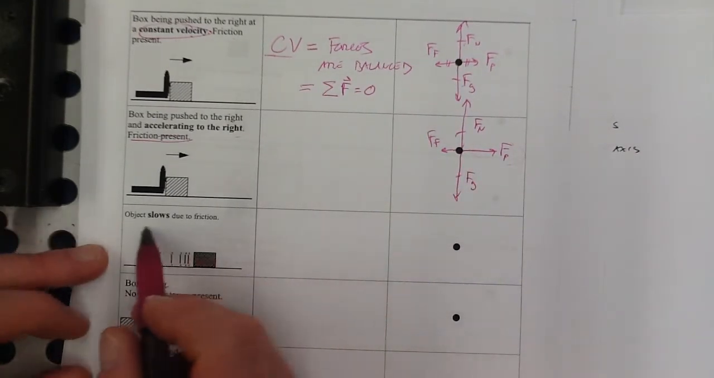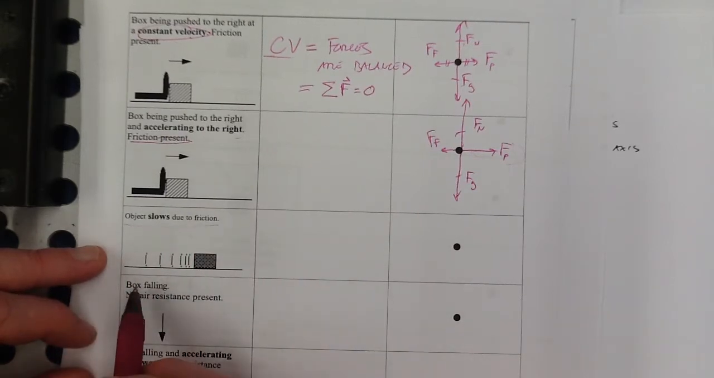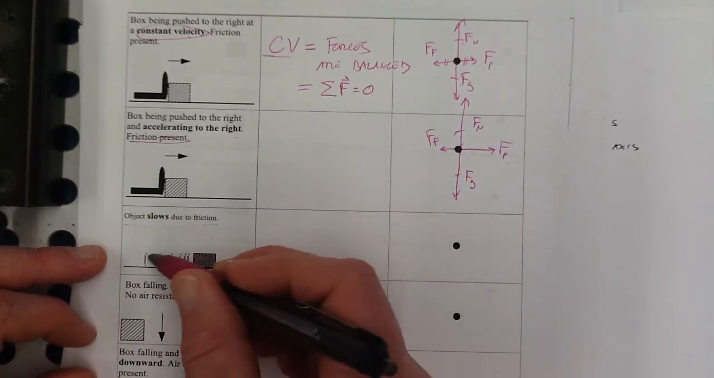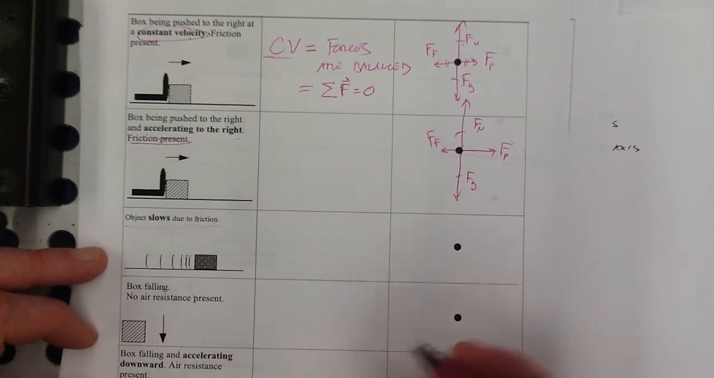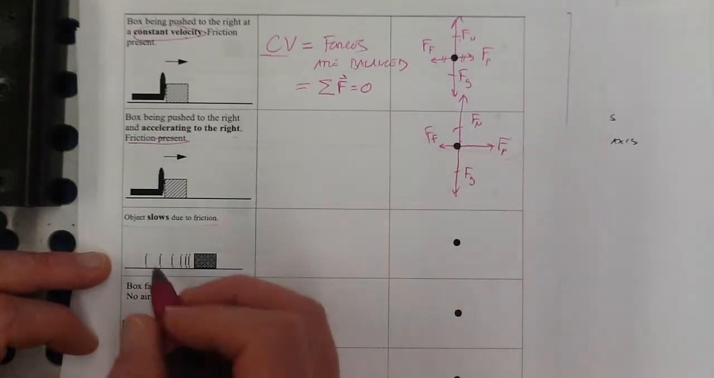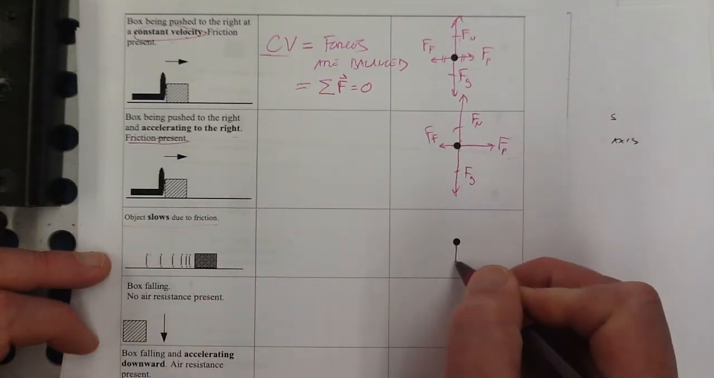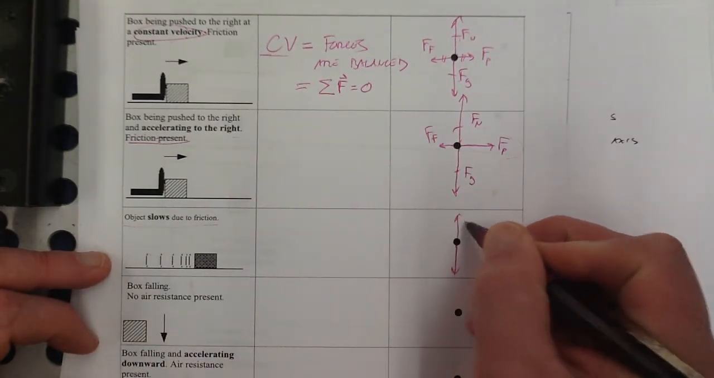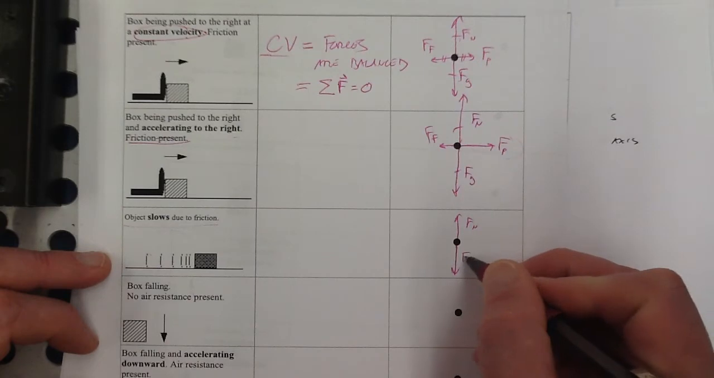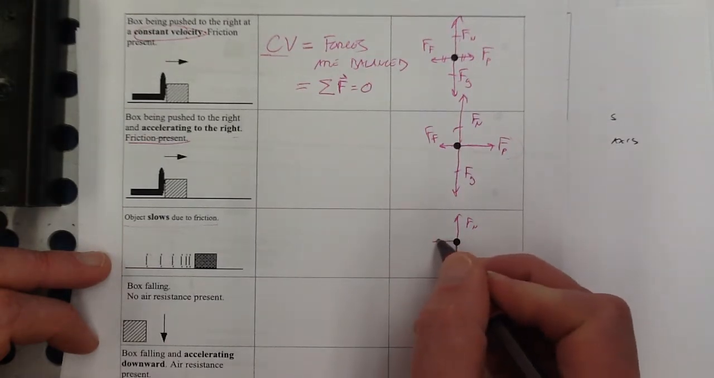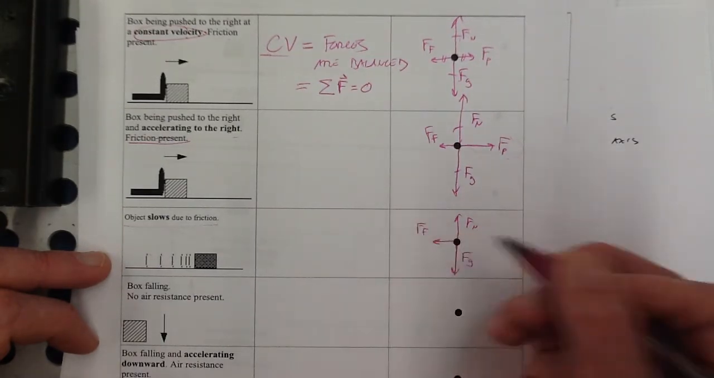How about an object that's slowing due to friction? And it looks like I think that's what these little motion lines mean. No indication that there's a forward force. There's nothing pushing on this. So normal force, gravitational force, and then the force of friction.